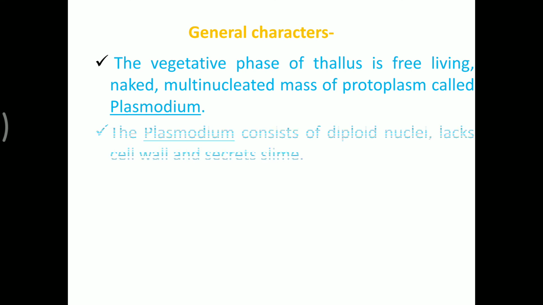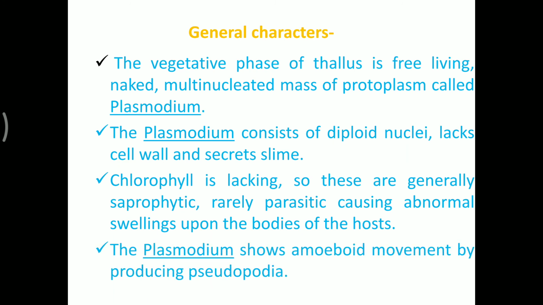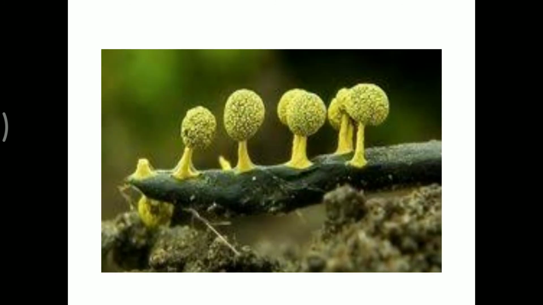So, general characteristics: the vegetative phase of the thallus is a free living, naked, multinucleated mass of protoplasm called plasmodium. The plasmodium consists of diploid nuclei, lacks a cell wall, and secretes slime. Slime is a sticky substance which is secreted and adheres to the wall. Chlorophyll is lacking, so these are generally saprophytic, rarely parasitic, causing abnormal swelling on the bodies of the host. The plasmodium shows amoeboid movement by producing pseudopodia.